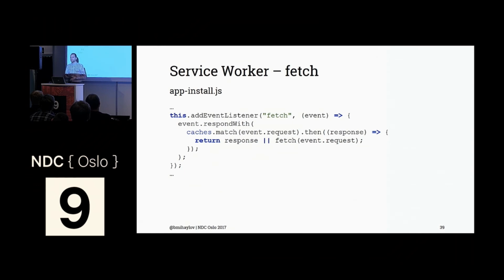Then we can intercept the fetch event, which is raised when the browser tries to load a resource. We intercept these events and ask: is there anything in the cache matching this resource that you're trying to load? If yes, just get it from the cache. Otherwise, get it from the network as you normally would. So this is a very, very simple example of what we could do with service workers.